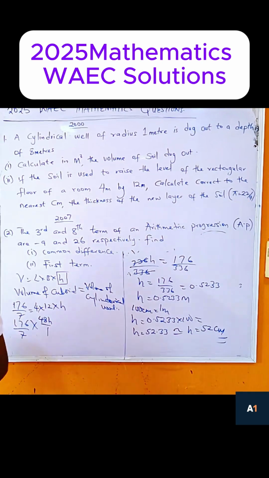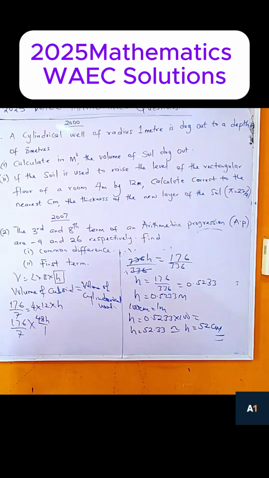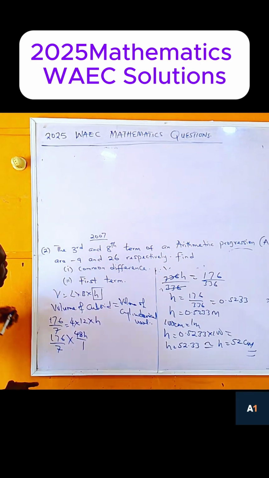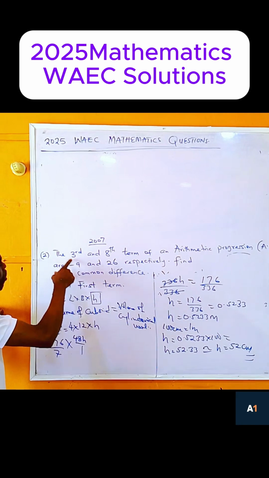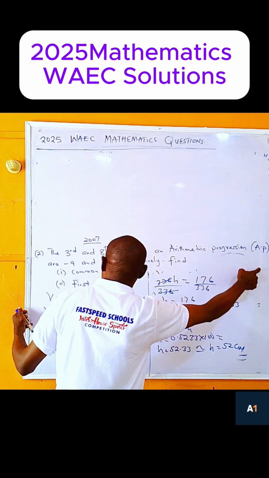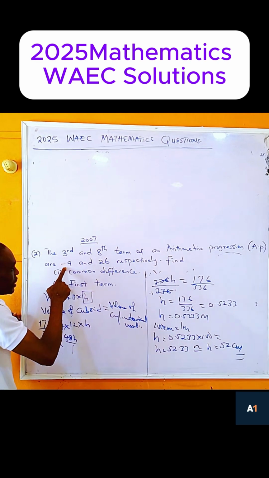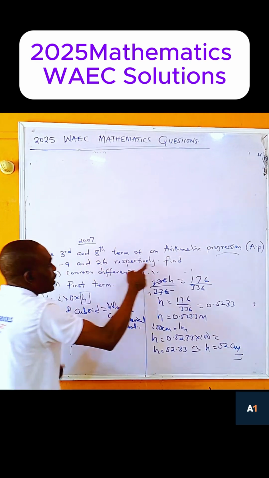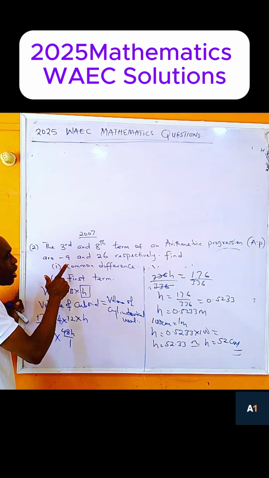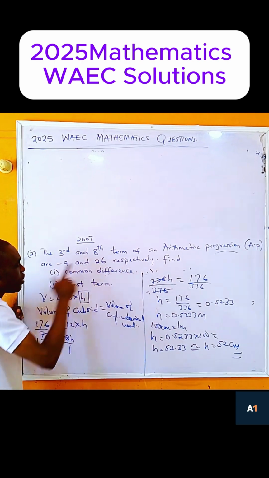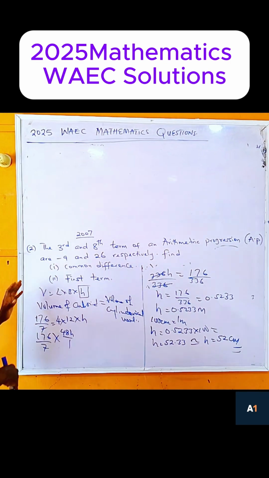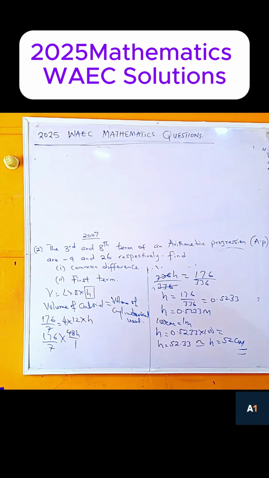So let's now move to the second question. Let's solve the second question. The question says that the third and the 8th term of an arithmetic progression, which is AP, are -9 and 26 respectively. The question now says find the common difference and the first term. So in this question, we need to find the first term and the common difference.